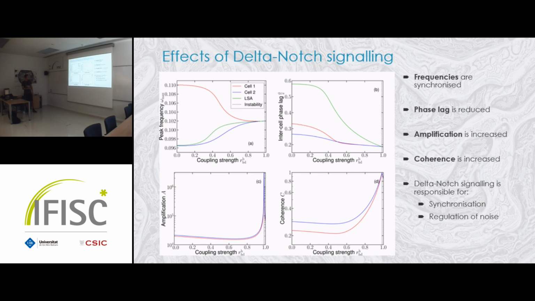Furthermore, the amplification, the amplitude of the cycles increases as we increase the coupling strength. And most importantly, the coherence increases. So the cycles in the cells are becoming more well defined in their oscillatory frequencies as a result of increasing the delta-notch signaling strength. So not only is the delta-notch signaling responsible in our model for synchronization of the cycles in the cells, it's also responsible for improving their quality and regulating the noise in the model, making it so that the noise isn't distorting the cycles too much.